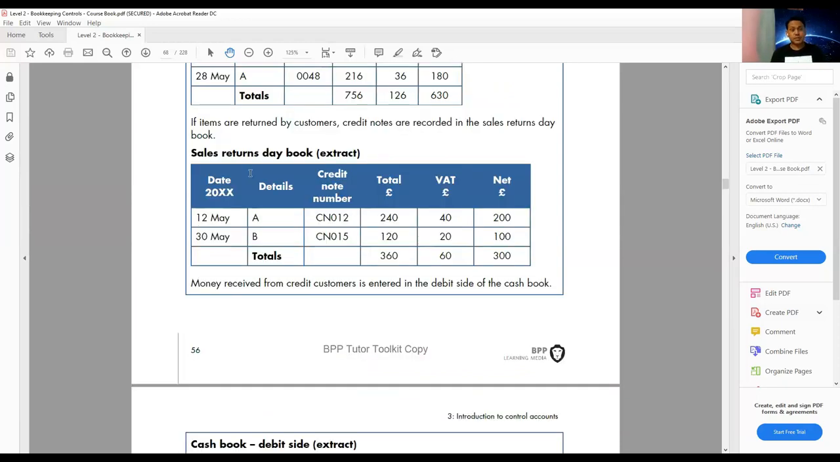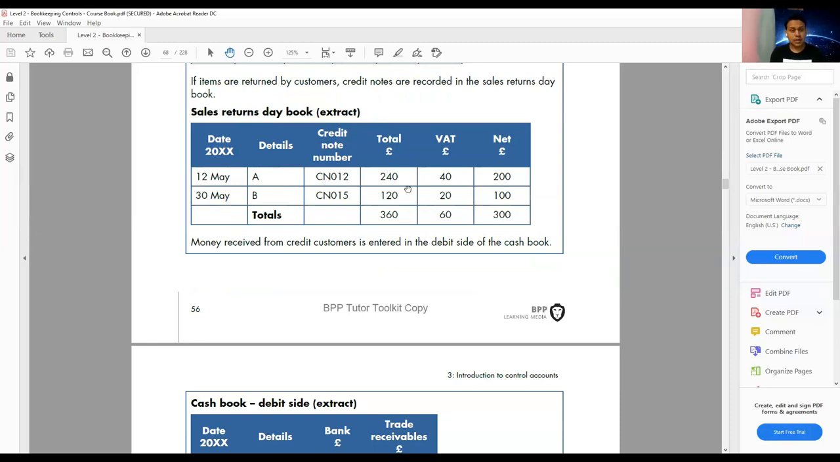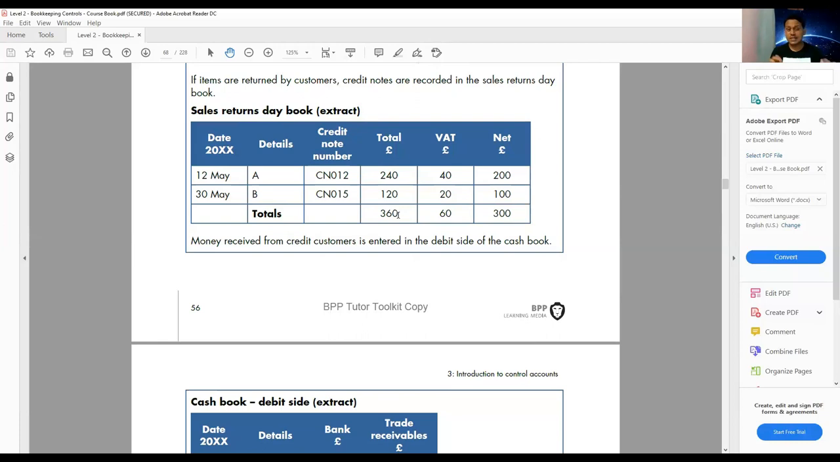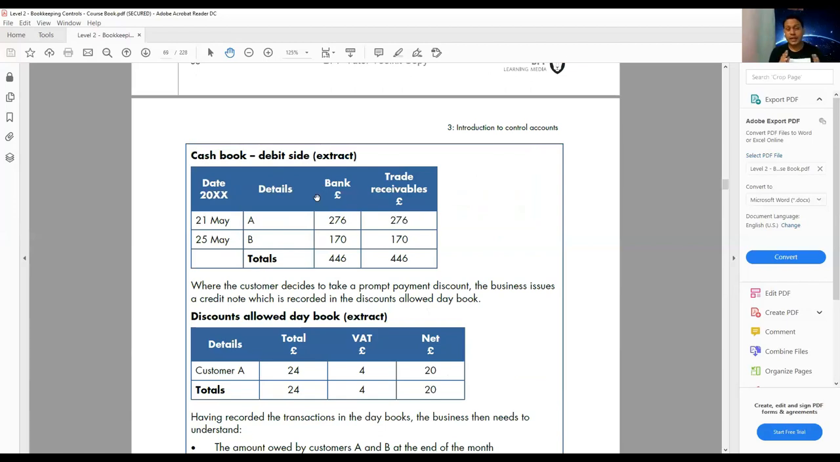Then move to the next book, that is the sales return day book. On the sales return day book, if items are returned by the customer, credit notes are recorded. We know it. If any customer returns goods to me, we issue a credit note to them. Customer A returned £240. Customer B returned £120. And total return is 360. I'm saying total separately because we need the total for the sales ledger control account when you prepare it.